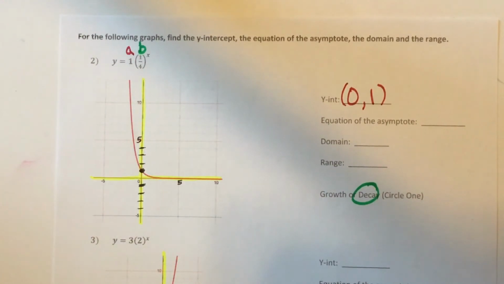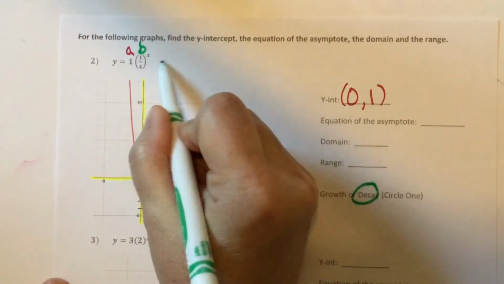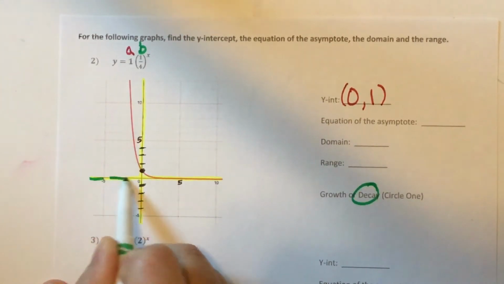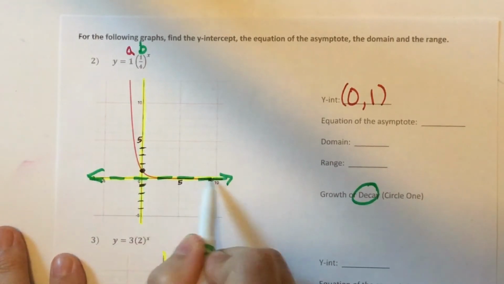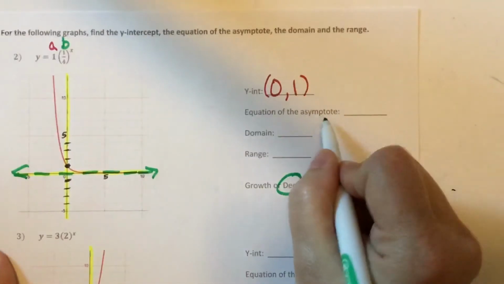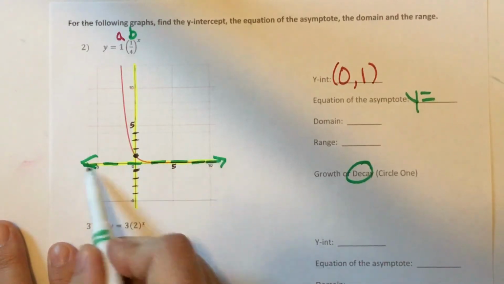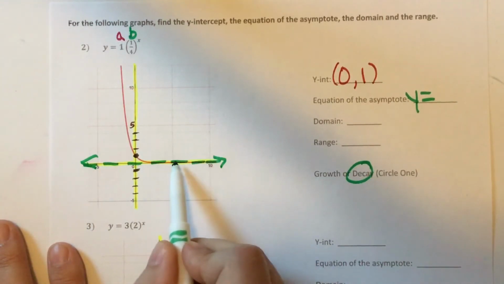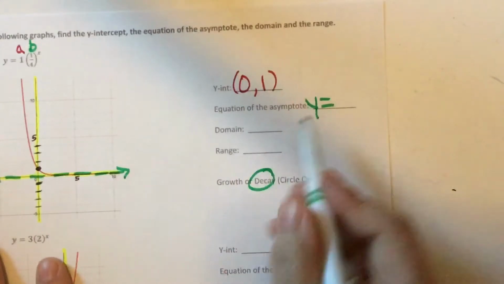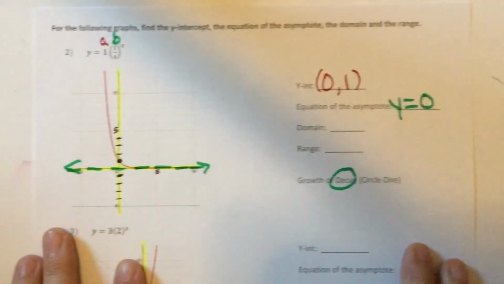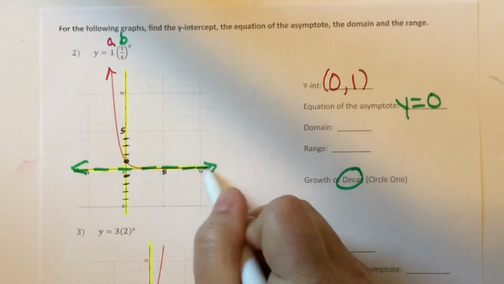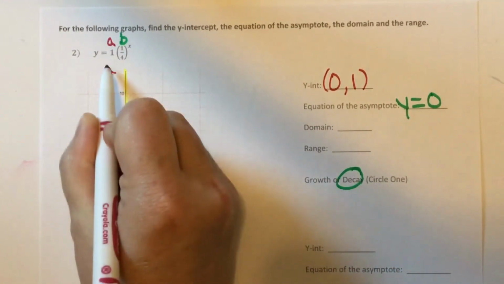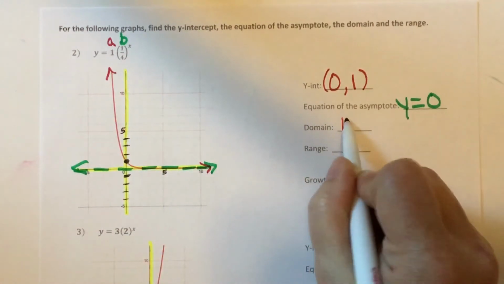Okay, do you see how this equation has no plus or minus in the back? That means that the horizontal asymptote is going to be the x-axis. So it's a horizontal line, so y equals. And what's our y value everywhere on the x-axis? The y is a 0 because you're not up and you're not down. Okay, domain. Remember, pretend that there's arrows on these graphs. It goes forever to the left, forever to the right. So the domain is all real numbers.